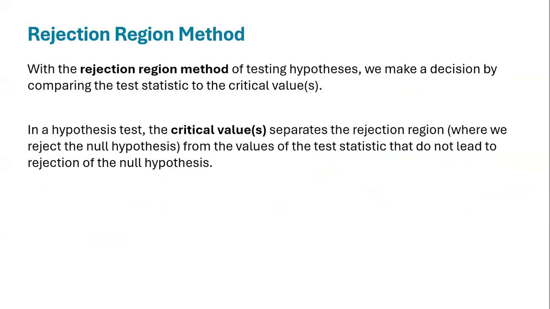Rejection region method is another method that we can use instead of p-value for making our decision. So far, we learned about the p-value method. For using the p-value method, we need to find the test statistic, which is z or t. And after finding the test statistic, we need to find the area under the curve from the z or t table.